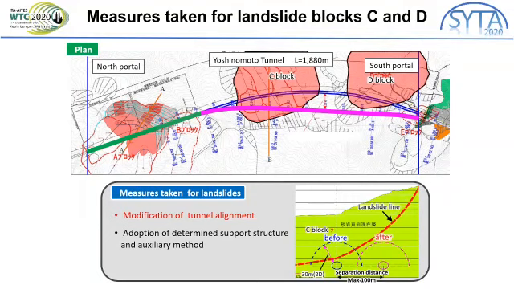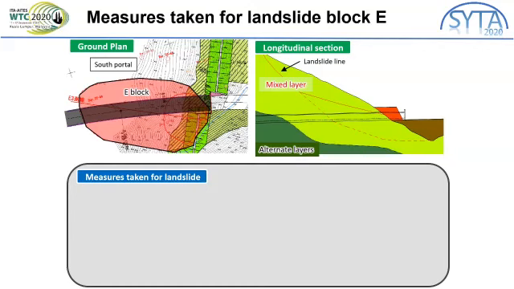Regarding the support structure and the auxiliary method, the above-mentioned pattern was continuously adapted. Finally, I will explain the measures for the landslide block E. In this section, direct landslide countermeasures were necessary to ensure the stability of the tunnel, because excavation from the south portal passes through landslide block E.